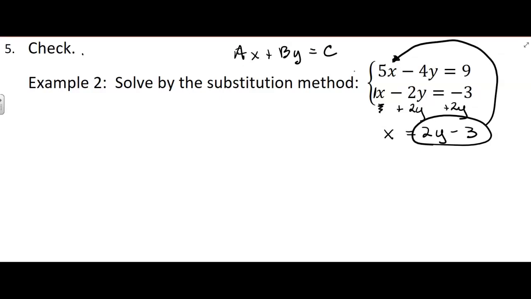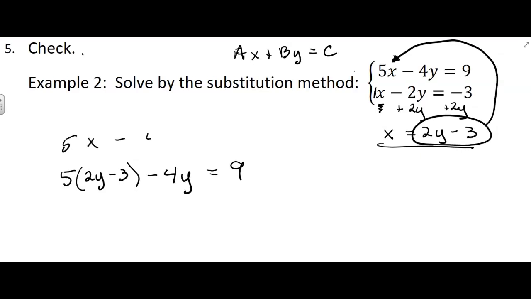So I'm going to write 5, but then I'm not going to write x. I'm going to write 2y minus 3 because that's what x equals. And then I finish writing the equation minus 4y equals 9. So I'm using this equation. Maybe I'm wondering if this is making sense to you. And I'm replacing the x with what x equals. It equals 2y minus 3. It's kind of visual. Okay. So I took out the x and put in 2y minus 3.